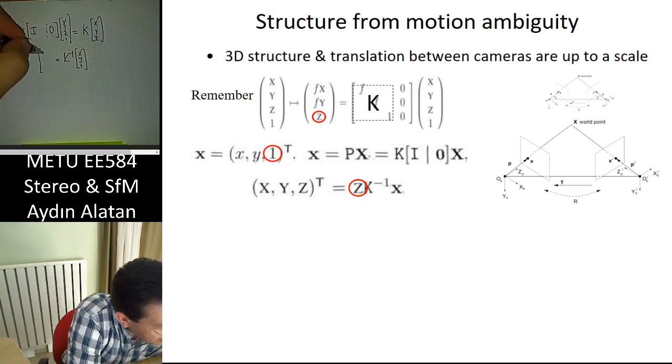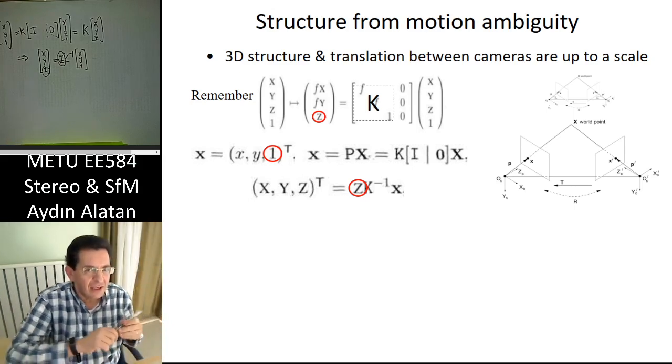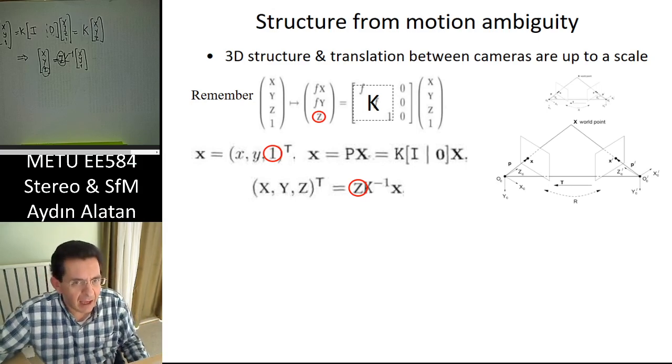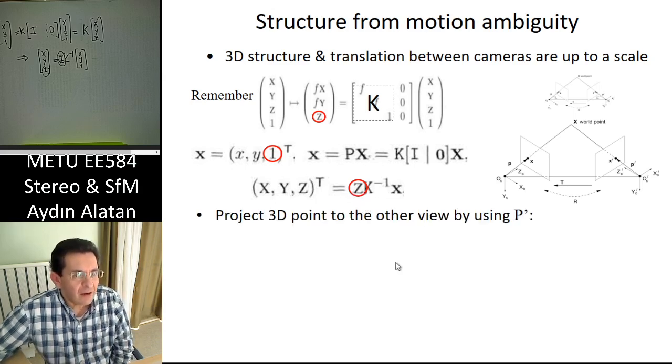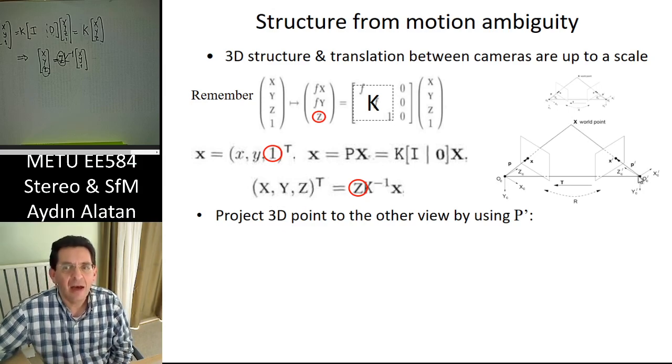To be able to obtain X, Y, and Z here, you have to have this Z included inside here. Therefore this Z is due to this Z over there. As soon as you obtain your Z as a result of this, let's try to project this point X, Y, Z onto the other view. In other words, I am projecting this point to the second image.